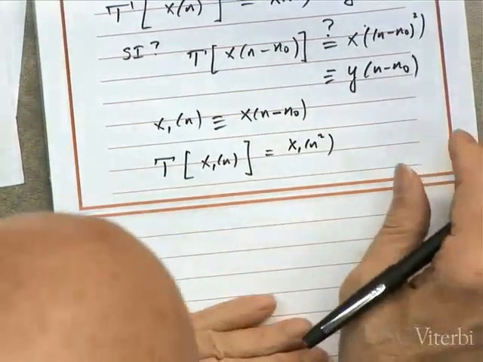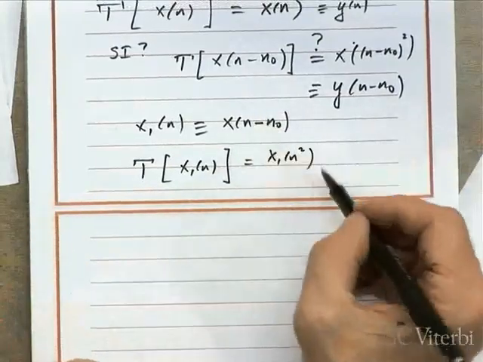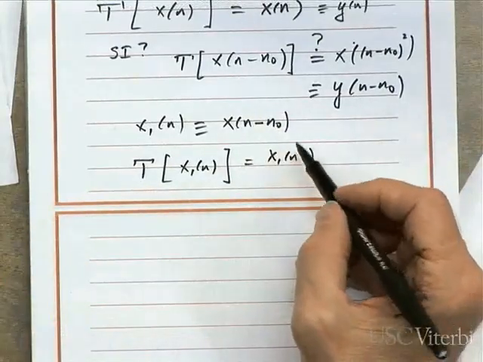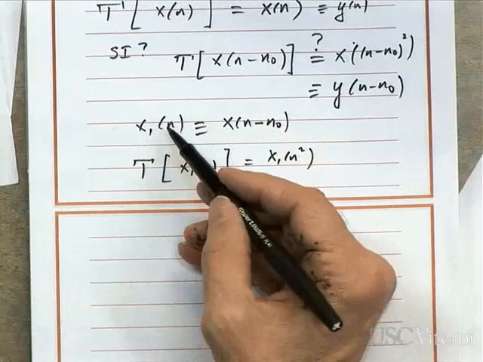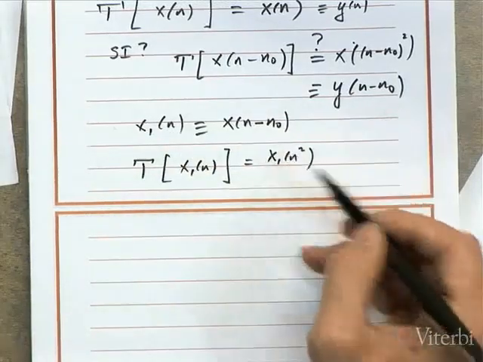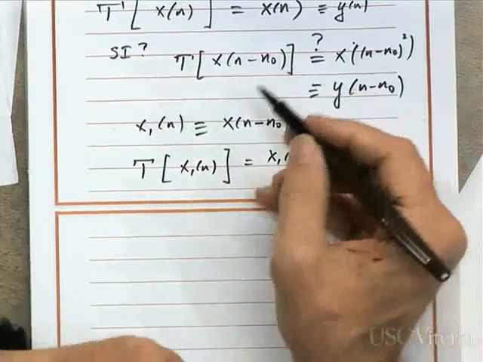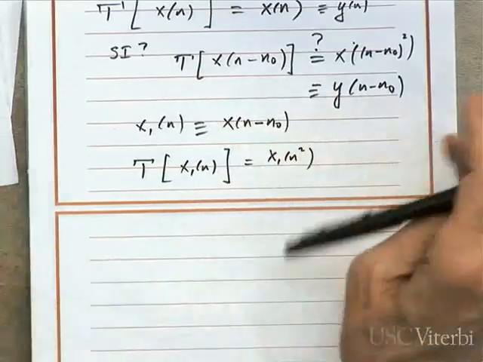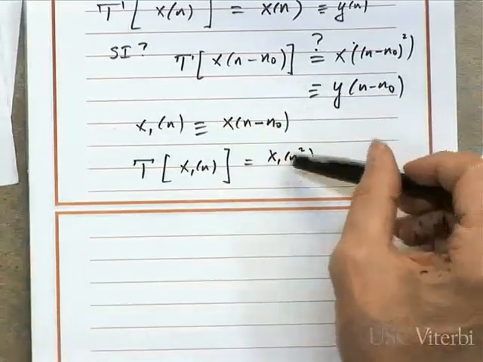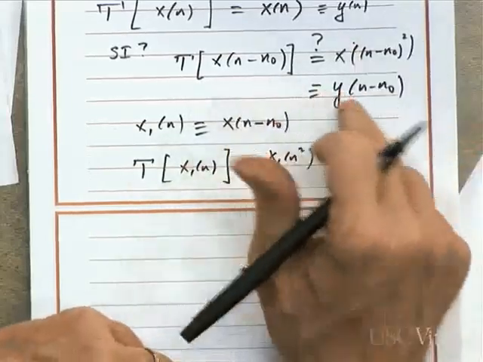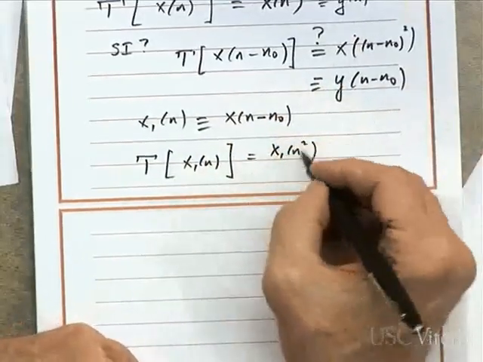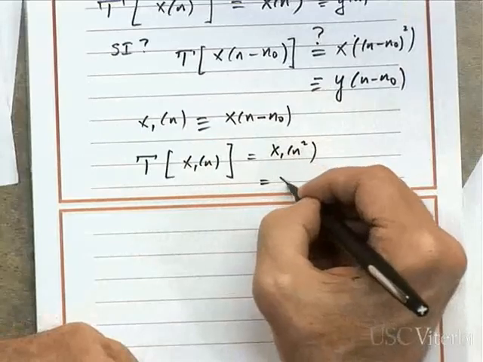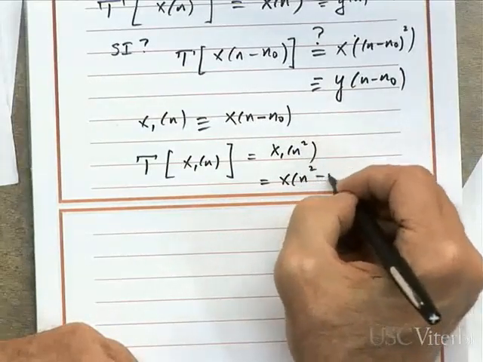Well, what is x1 of n squared? Keep in mind, what this is saying is that every time you have n, you replace it with, in this case, n squared. So what is x1 of n? Well, it's x of n minus n naught. So the prescription is I simply replace n with n squared in this x of n minus n naught. And guess what I'll get? I will get x of n squared minus n naught.